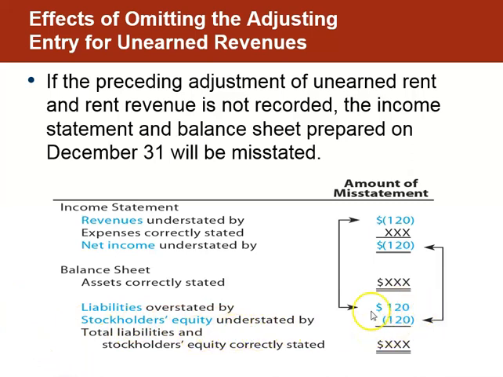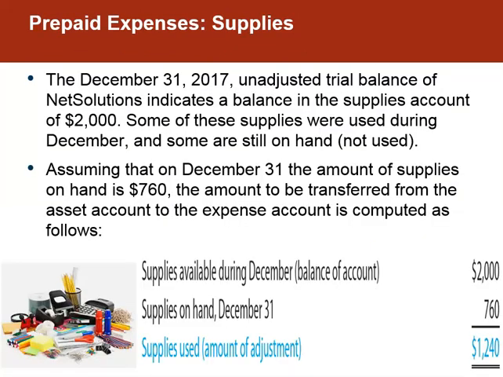Again, you can think of that as being understated because liabilities are overstated, or you can think of it as being understated because net income is understated. However it works for you is how I want you to think about it. Okay, this video is getting a little bit long, but we're going to do one more example looking at prepaid expenses. It says December 31, unadjusted trial balance.